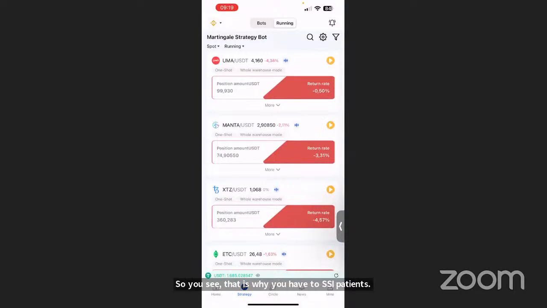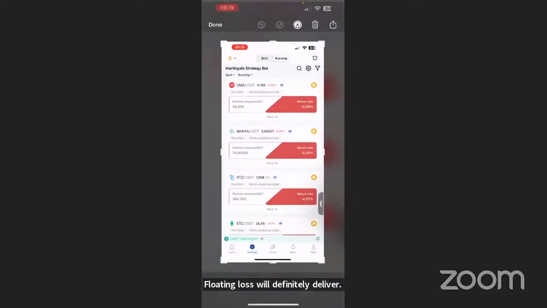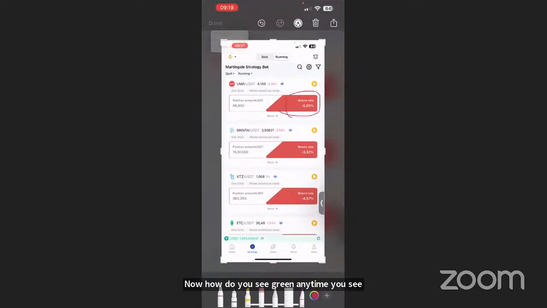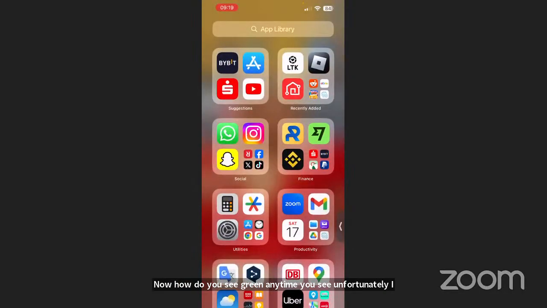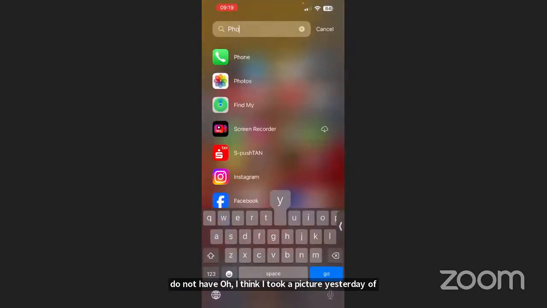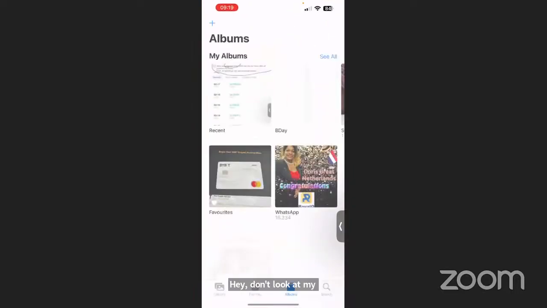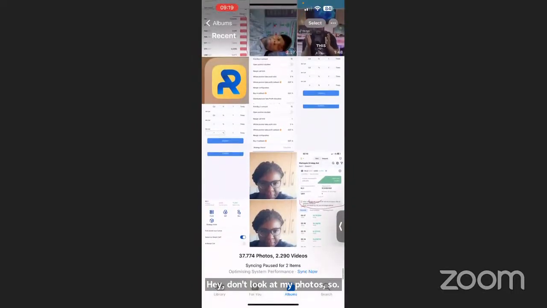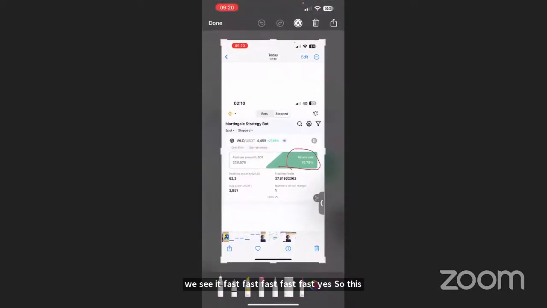Now, how do you see green? Unfortunately, I think I took a picture yesterday of something. Let me quickly click on it. Yes, this is how the green looks, the return rate, and you see the floating profit. Anytime you see it in green, be smiling. In fact, change your working style because you are soon going to make profit. So that is the return rate.